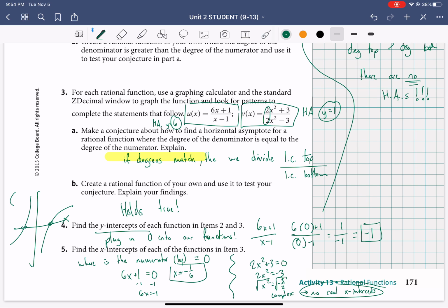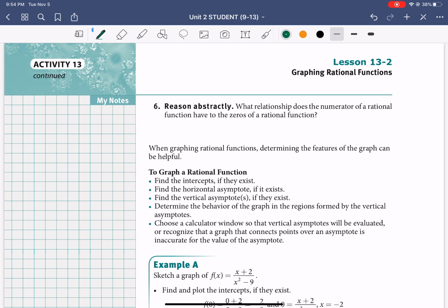So we need to be aware that that does happen. We can have x-intercepts, sometimes we can't. Just like if we have a vertical asymptote at the y-axis, we might not have any y-intercepts. So we'll look at more examples in class on Thursday of this. I'll probably give you a worksheet, not bookwork, just so we can walk through some stuff. So let's move on to the next page.